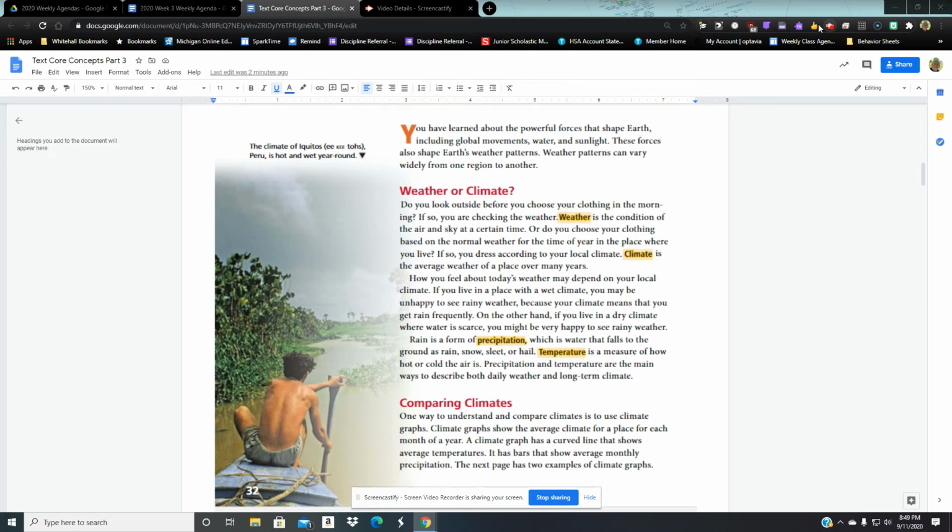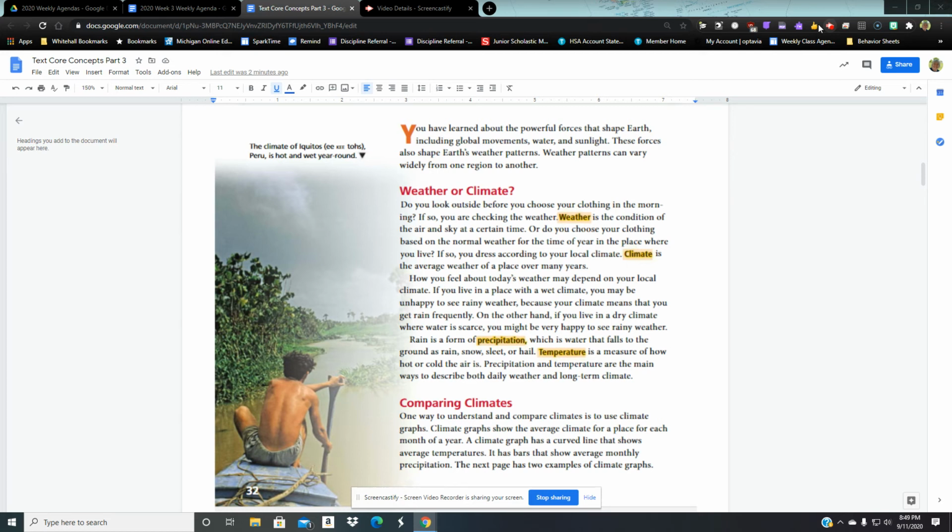snow, sleet, or hail. Temperature is a measure of how hot or cold the air is. Precipitation and temperature are the main ways to describe both daily weather and patterns for long-term climate.